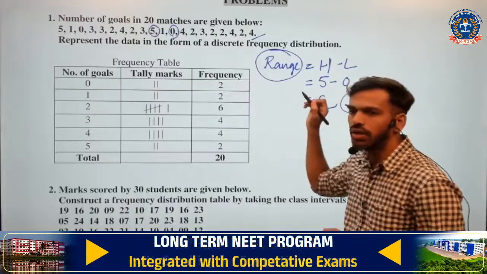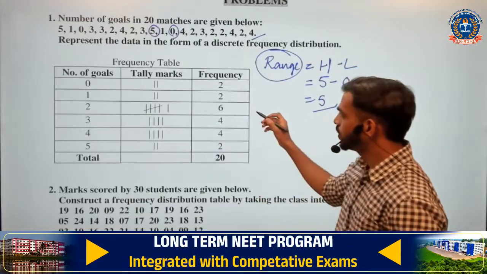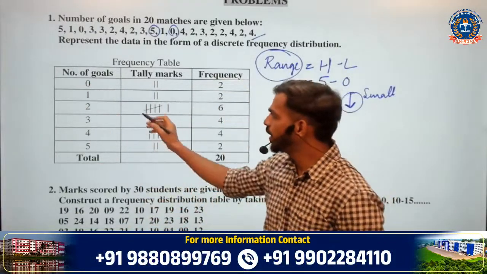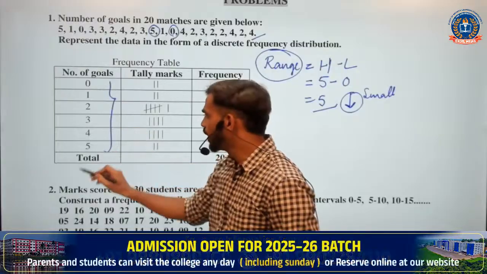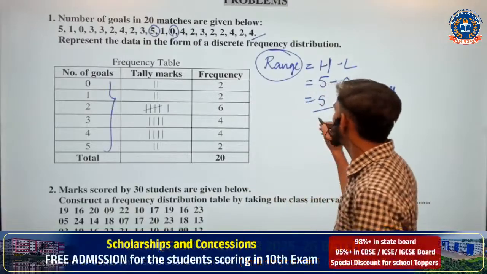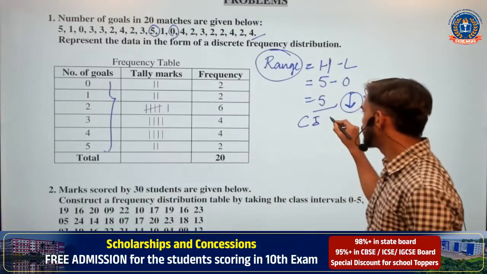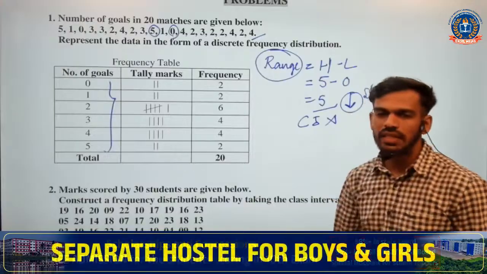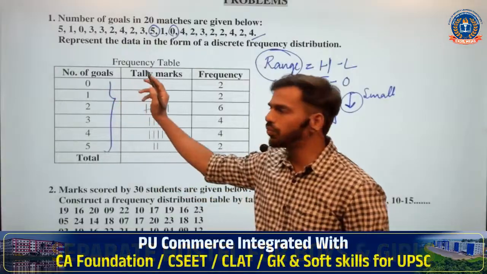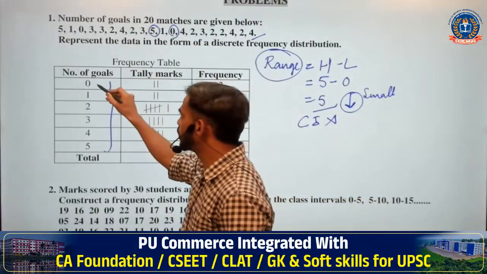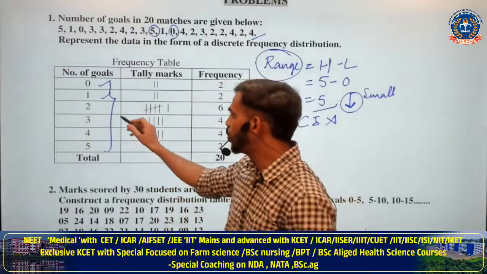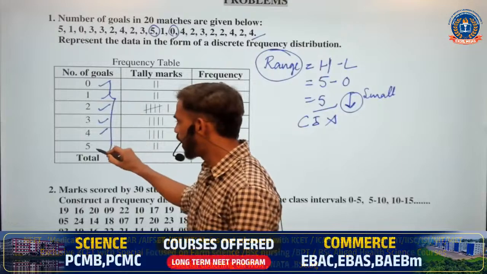So when we have a very small range, instead of considering class intervals, we can take specific values. Here we didn't construct class intervals. Class intervals are not suggested at that time. Here we can have specific values. What are the specific values? We have to consider them in order: 0, 1, 2, 3, 4 and 5.